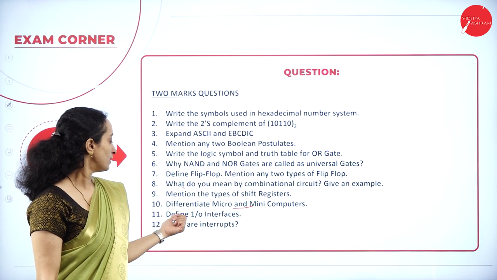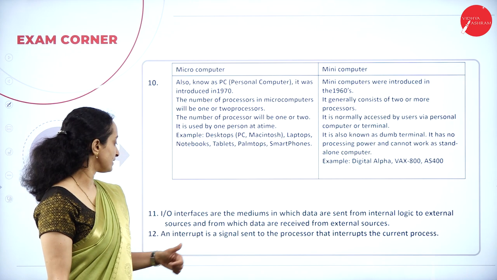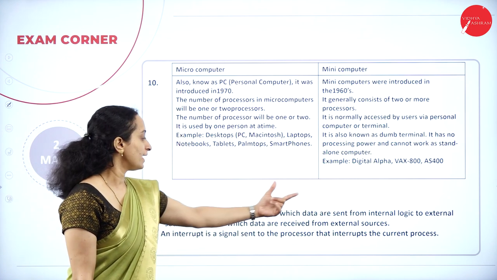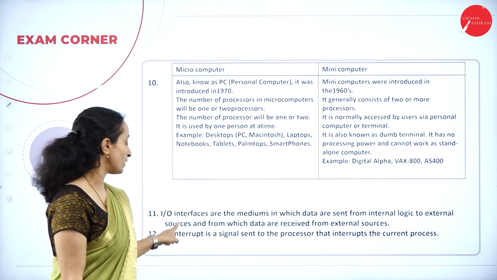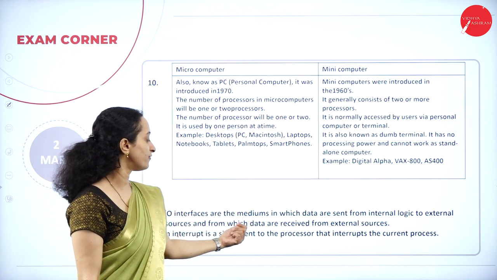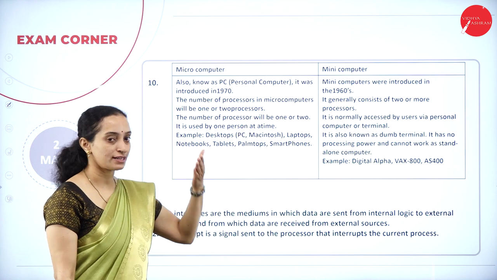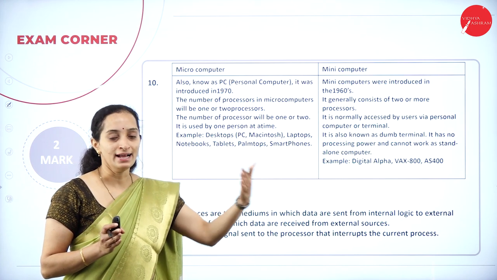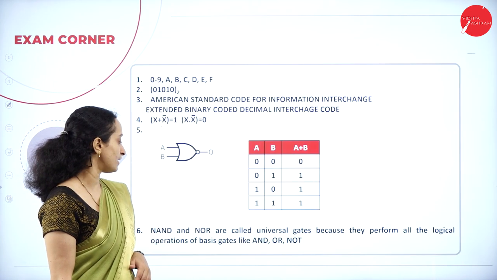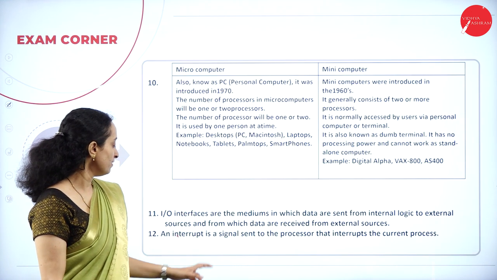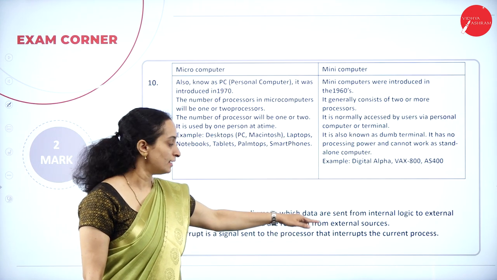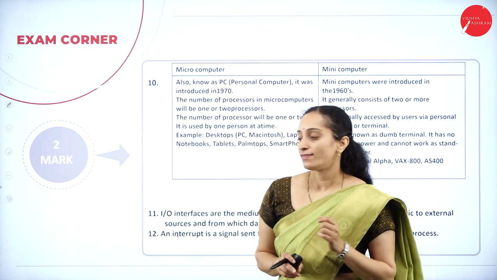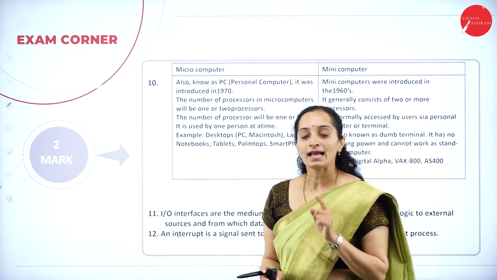What is the next question? Define I/O interfaces. So the answer is, I/O interfaces are the mediums through which data are sent from internal components to external sources, that is output devices, and through which data are received from the external sources. So an interface is an intermediate medium which communicates between the processor and memory and the input-output devices. The last question is, what are interrupts? The answer you can give is, an interrupt is a signal sent to the processor that interrupts the current process, that breaks the execution of the current process. That signal is called the interrupt signal.